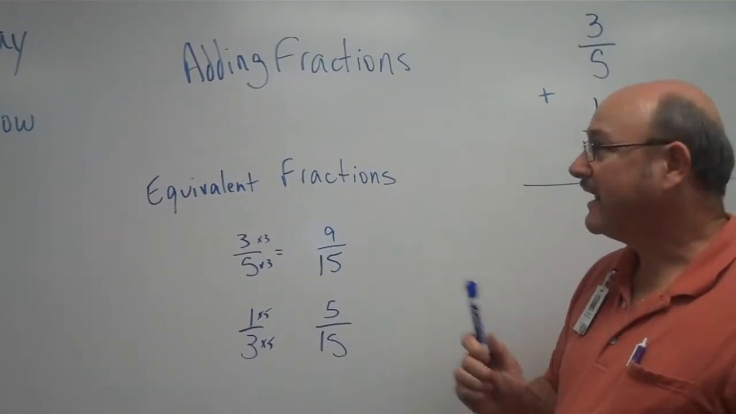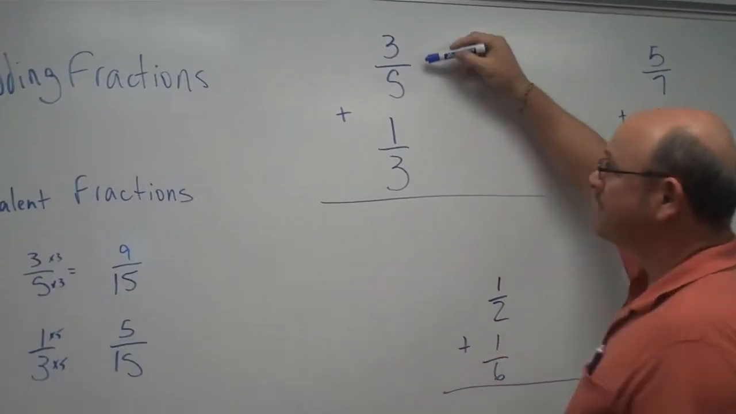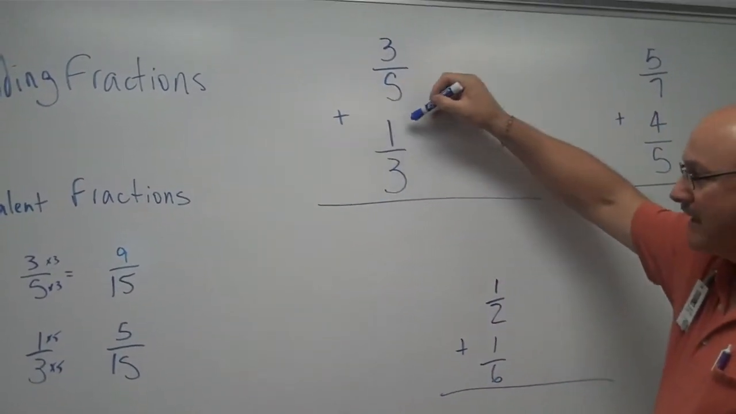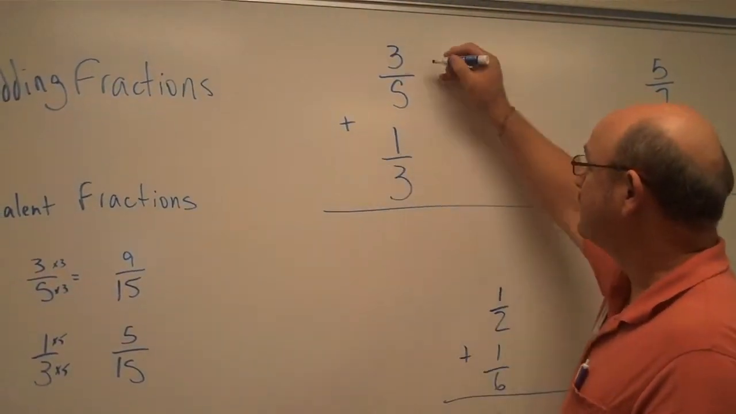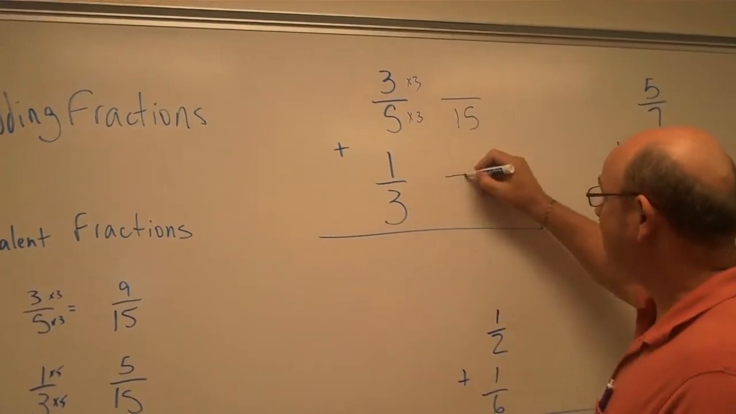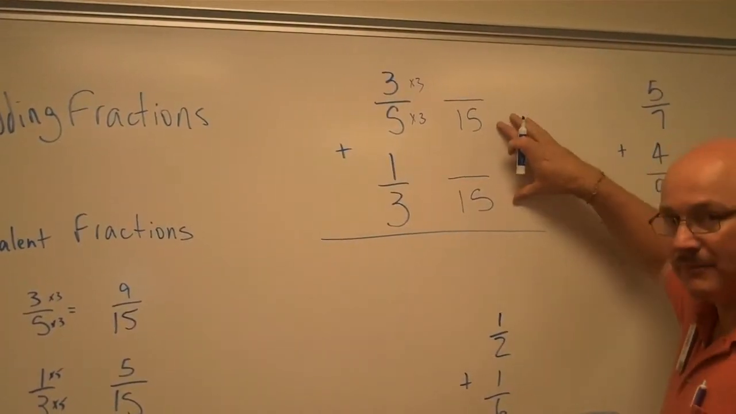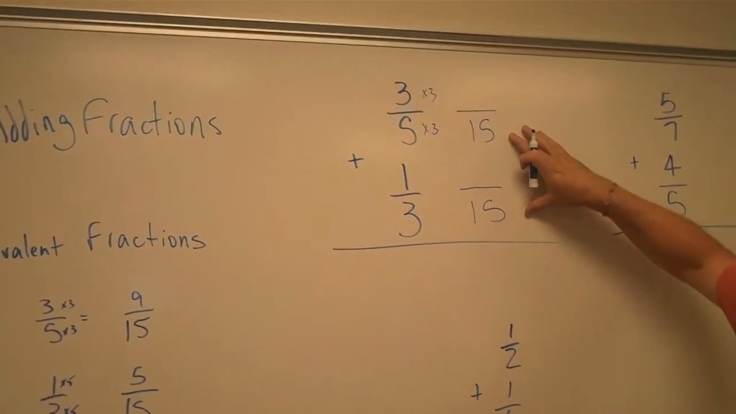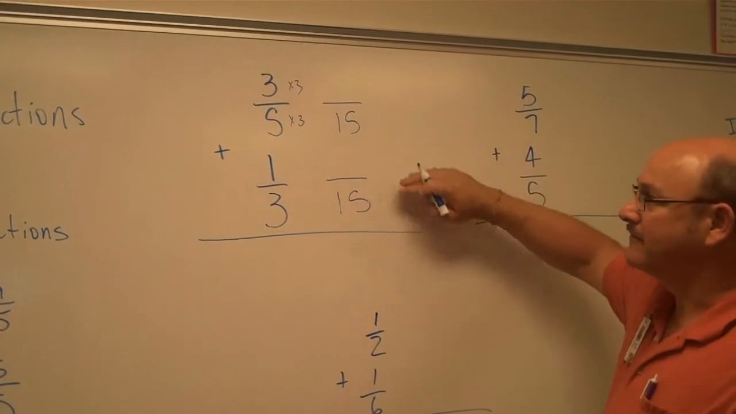We'll need equivalent fractions to add fractions. Let's take that and make it our problem. 3/5 plus 1/3. Okay, we used 3/5 and said we multiplied them both by 3 to make these both have a 15. When adding fractions, the bottom numbers must be the same before you can add. You cannot add unless bottom numbers are the same.